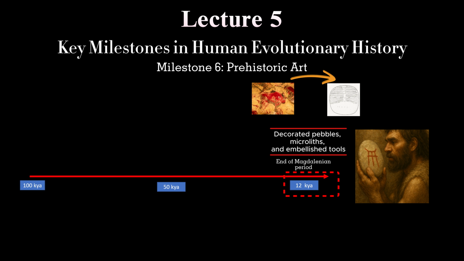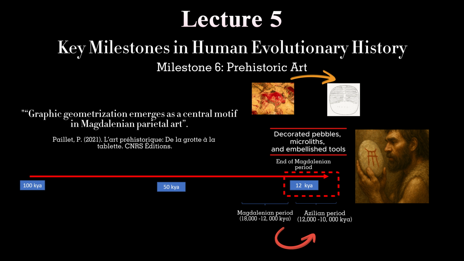While we cannot speak of an abrupt replacement of figurative art by abstract art during the transition from the Magdalenian period, around 18,000 to 12,000 years ago, to the Azilian period, around 12,000 to 10,000 years ago, there is clear evidence of diversification in artistic expression, both in form and in medium. The direction of this diversification cannot be explained solely by successive waves of new settlers, imposing one cultural layer upon another.